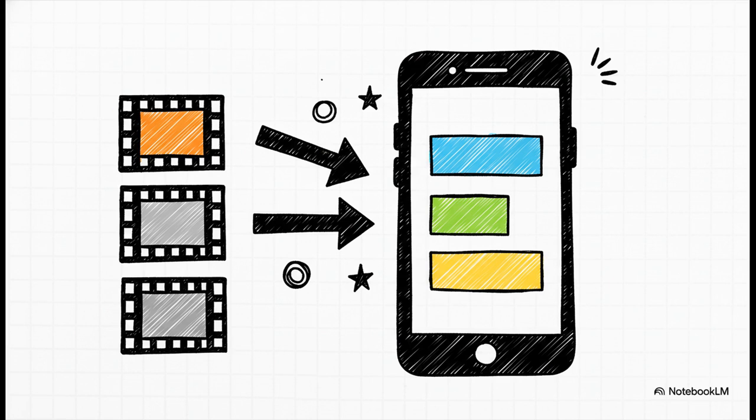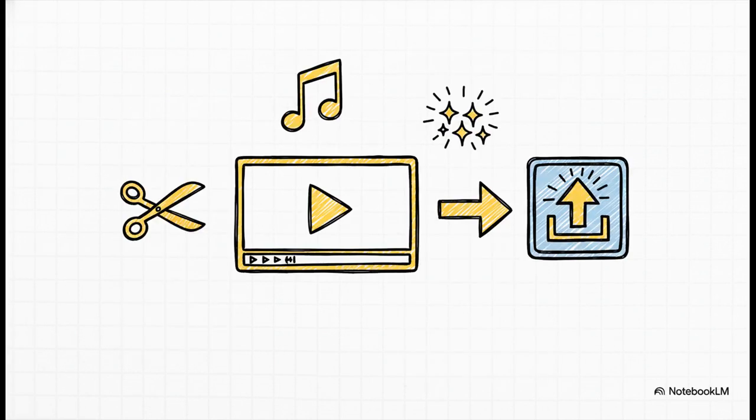Just import those animated clips you made. This is where you get to add your own personal touch. You can trim the clips, play with the timing, and, this is super important, add some trending background music. That's what really gives it that professional, shareable vibe before you post it for the world.